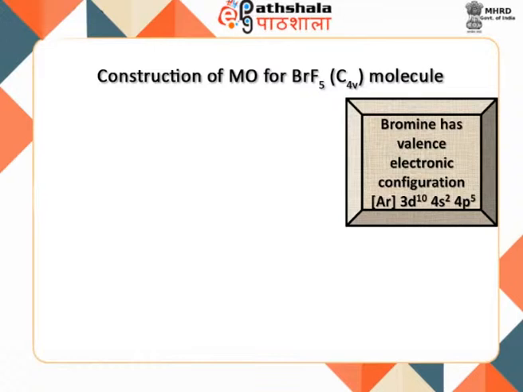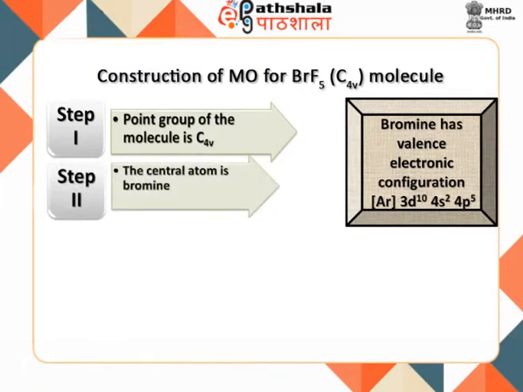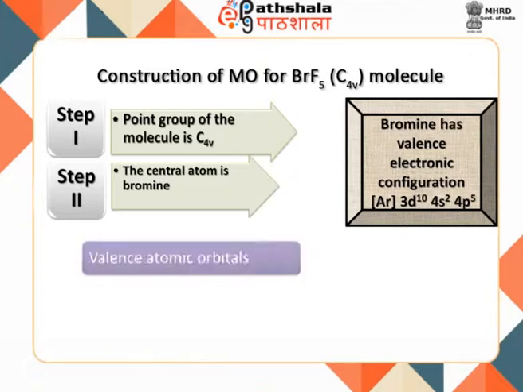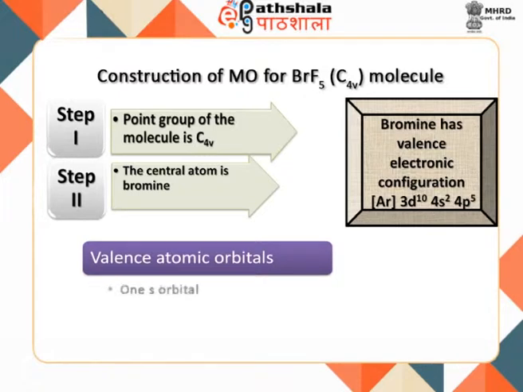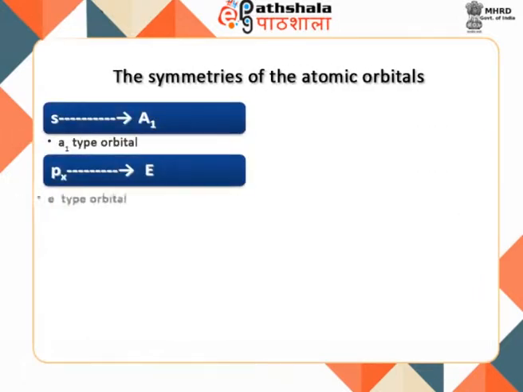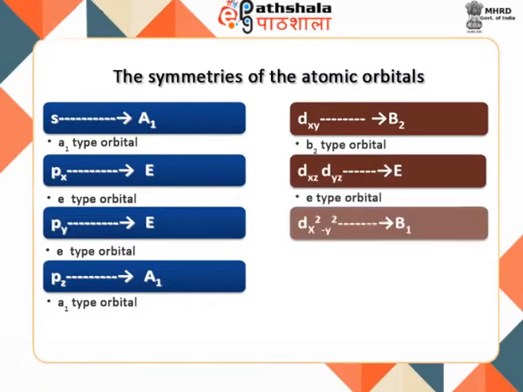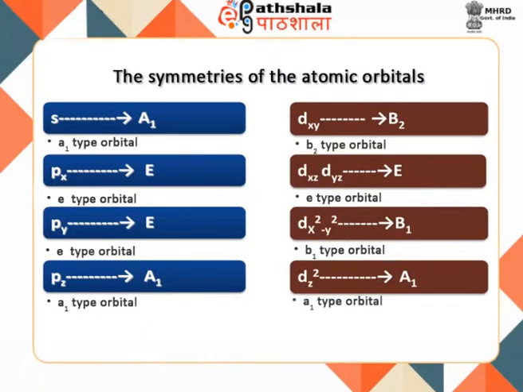Following the various steps: step 1, the point group of the molecule is C4V, and step 2, the central atom is bromine. Bromine has valence electronic configuration [Ar] 3d10 4s2 4p5. Thus the valence atomic orbitals are the 4s orbital and three 4p orbitals, that is 4. The symmetries of these atomic orbitals under C4V can be obtained from the character table of the C4V point group, and these are as given.